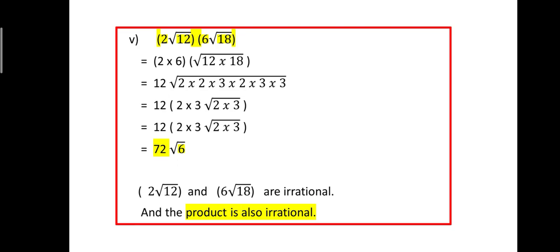Hence we see that when we add or multiply rational numbers, the sum or the product turns out to be rational again. Whereas when we add or multiply irrational numbers, the sum or product may be either rational or irrational. So the closure property holds good in rational numbers, but it does not hold good in irrational numbers.